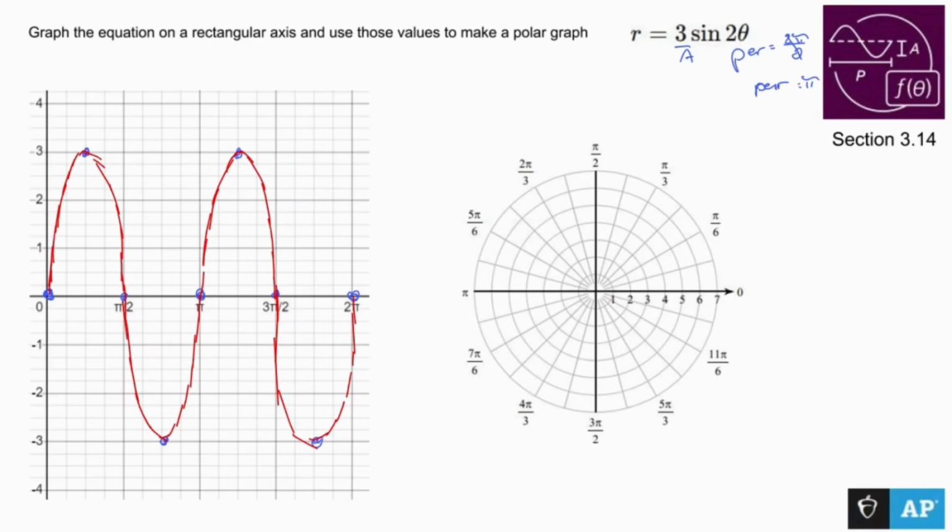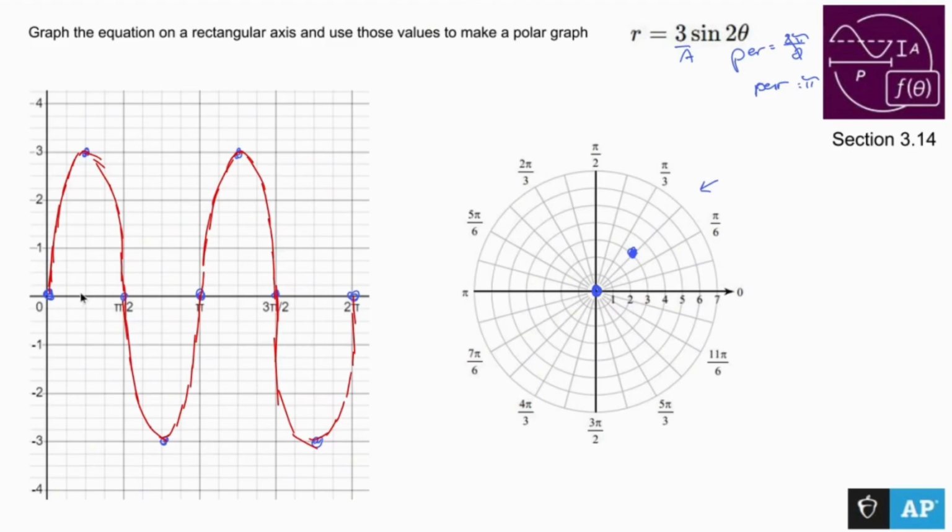Now, what I'm going to do is label some points. At 0, we're at 0. Then this guy, halfway in between 0 and pi over 2, which is 1/4 pi, so right here, I am 1, 2, 3 units away from the pole towards it. So I'm going to go 1, 2, 3 units towards that.